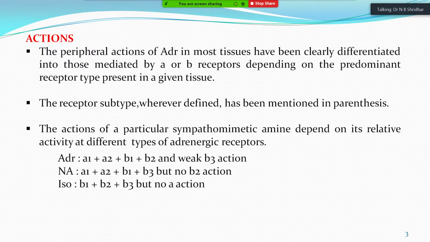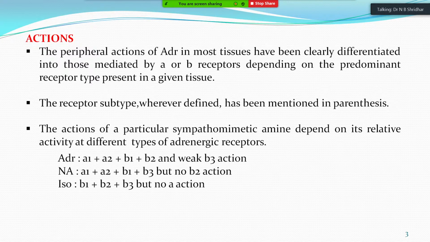Then, what is the action of these drugs on the peripheral system? For example, the peripheral actions of adrenaline in most tissues have been clearly differentiated into those mediated by alpha or beta receptors, depending on the predominant receptor present in the given tissue. In a particular tissue, there should be either an excitatory or inhibitory type of action, and all these actions are mediated by alpha or beta receptors.